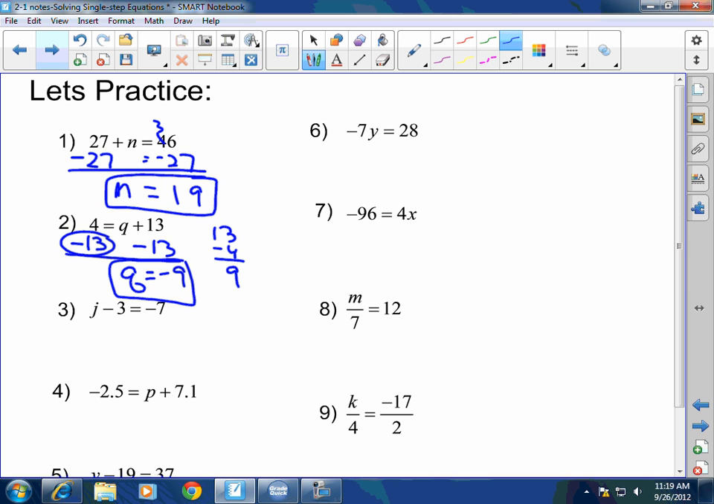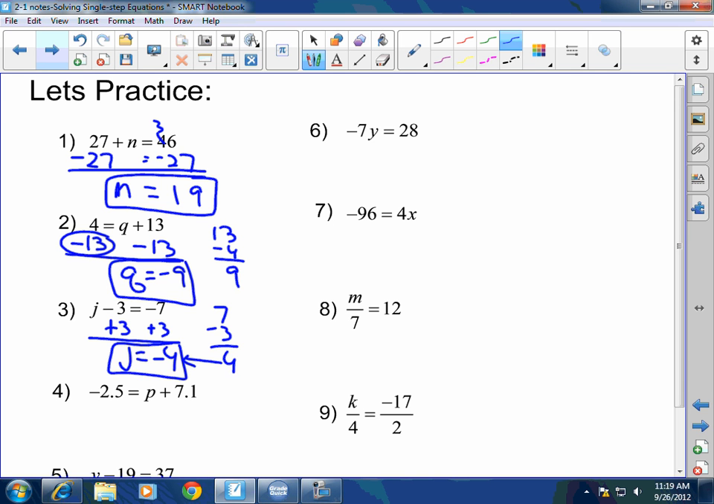Excuse me. Subtraction. How do you undo subtraction? So I'm going to add 3 to both sides. So j equals -4. Very good. Remember, when the signs are opposite, you subtract as normal and keep the sign of the largest absolute value. There are more negatives than positives, so it's -4.